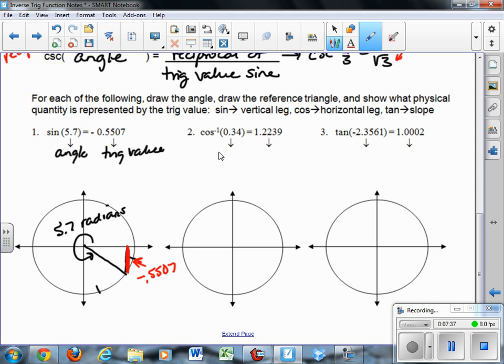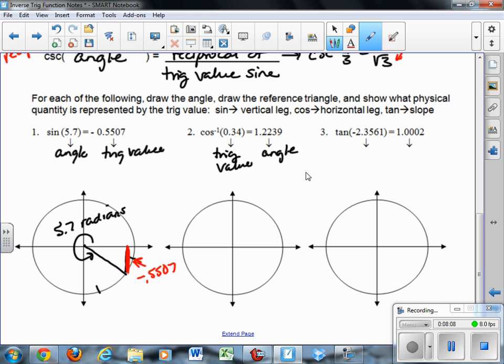Okay, this one is an inverse function now, which means that the 0.34 is the trig value, and the 1.2239 is the angle. So I may think of this differently. I know the adjacent side is 0.34. I know that the angle 1.2239 is somewhere up in here, but I'm kind of unsure of exactly where to draw it. I know it's somewhere between 1 and pi over 2.